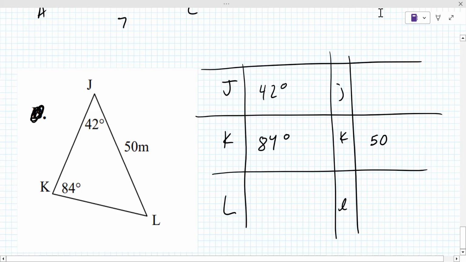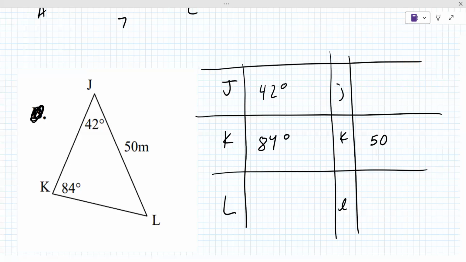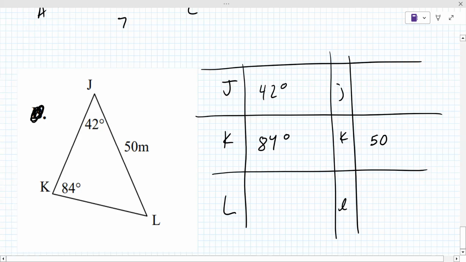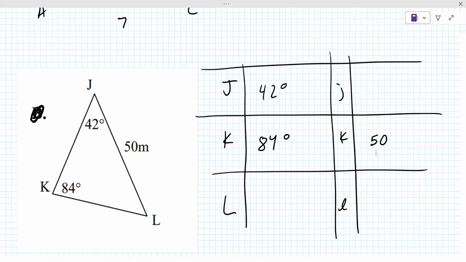But go ahead and work this out. Let me know when you get your answers as you go. That way I can check them. And if there's an issue, I'll let you know right away. Okay.